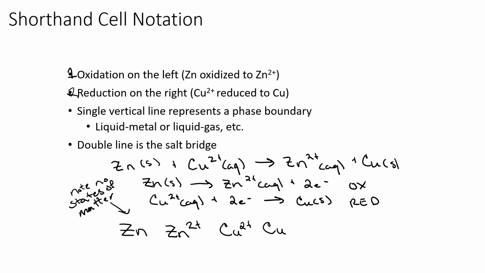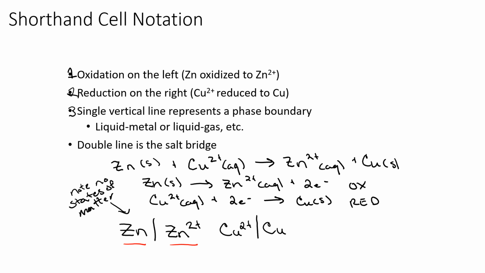All right, next off it says we're going to put in a single vertical line to show a phase boundary. So what that means is that here I've got my zinc. Remember, that's a solid, and that's becoming zinc 2. Those are different phases because I have a solid becoming something that is aqueous. There's a difference in phase between those two, so I'm going to put in a single vertical line. On the other side, I've got copper 2 and copper.